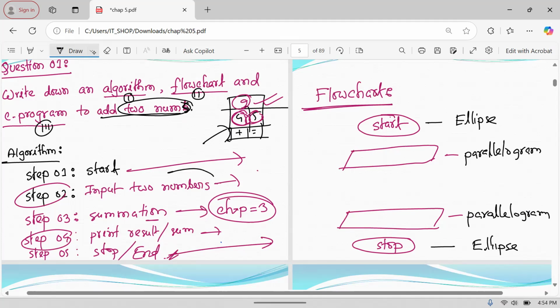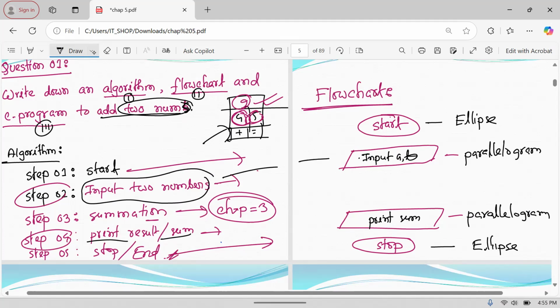So the second line, step two, is input two numbers. You can write that down, but I want to write it in a mathematical format. So you can write input A, B. Input two numbers and input A, B are the same thing. Okay. And the last line, print sum. So you can write print sum as usual.